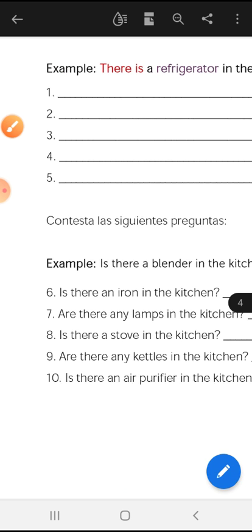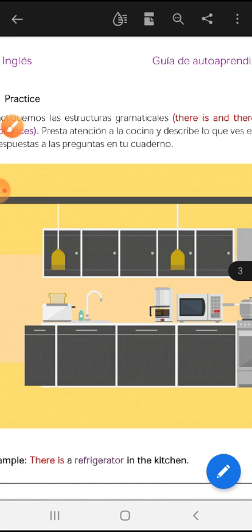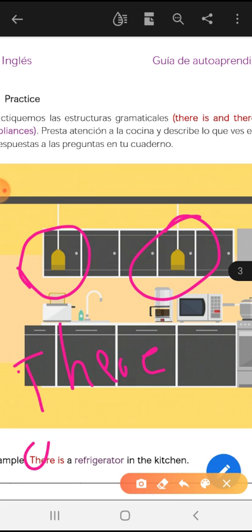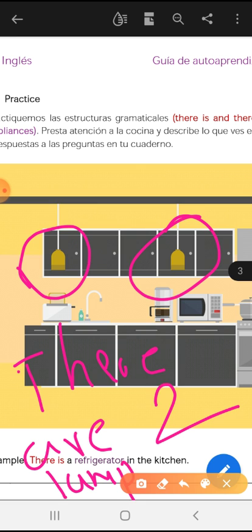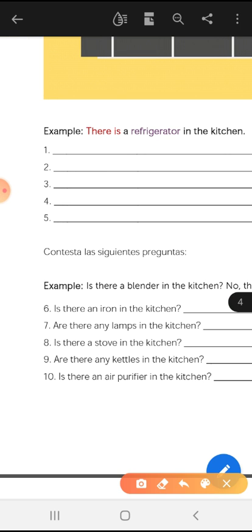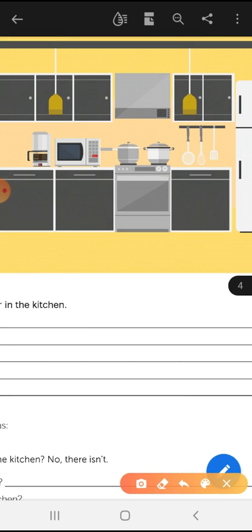Okay? Number 7. Are there any lamps? Attention, any lamps in the kitchen? Do you see any lamps? Are there any lamps in the kitchen? Okay, yes. Yes, there are. There are 2 lamps in the kitchen. Yes? Next, number 8. Is there a stove in the kitchen? Yes, there is a stove in the kitchen.